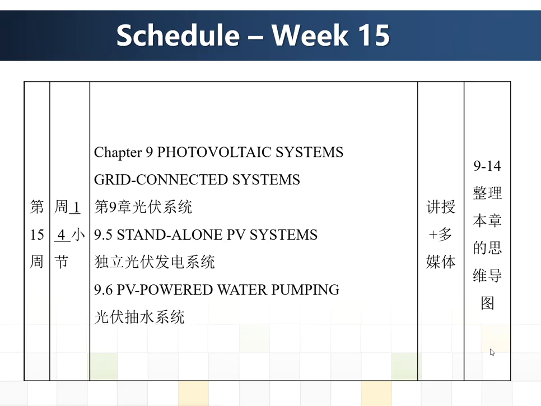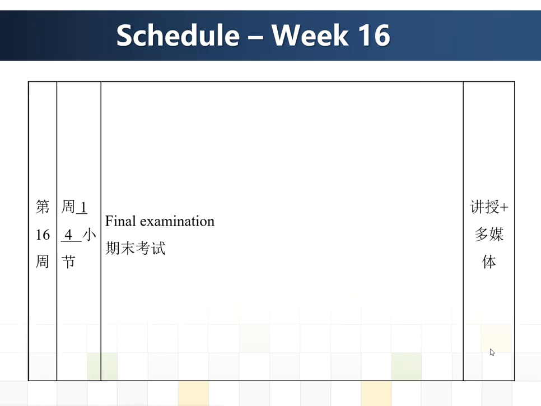Week 15 covers 9.5 and 9.6. 9.5 is the standalone PV systems. 9.6 is PV powered water pumping. The PV powered water pumping is also a self-learning section. And the last week, week 16, is the final examination.